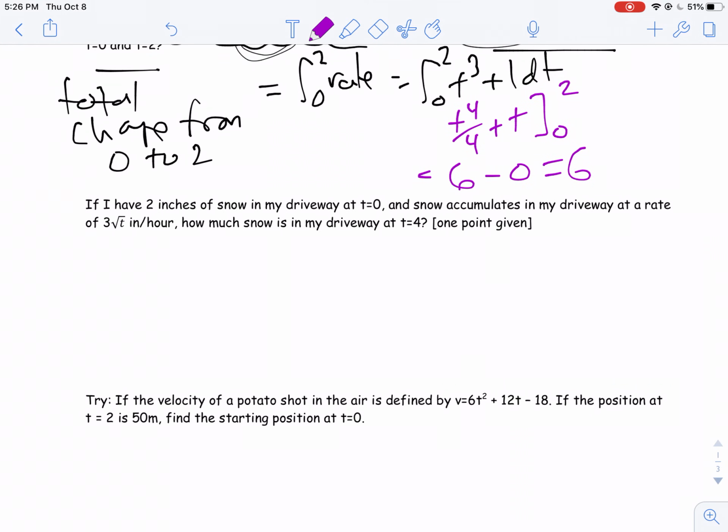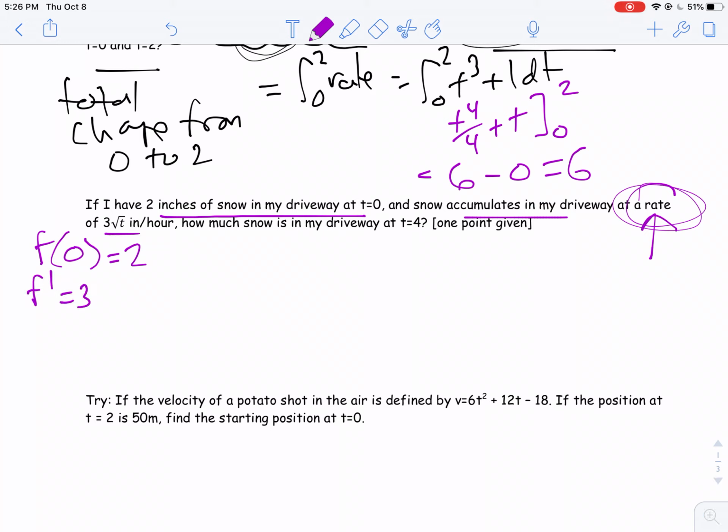Now we're getting into a problem where we need to write the equations down. I have 2 inches of snow in my driveway at time 0. So f of 0 equals 2. And snow accumulates in my driveway at a rate. There's that keyword rate. That rate is telling me that my rate is 3 root t. So that's saying my f prime is 3 radical t. How much snow is in my driveway at f of 4?